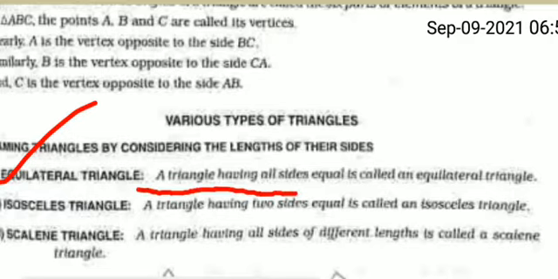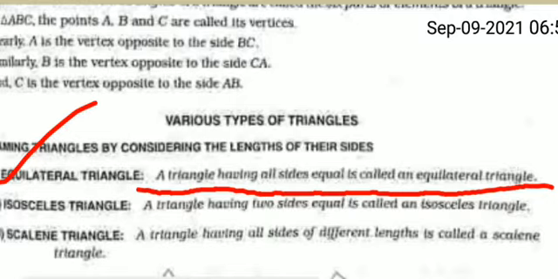Now here are various types of triangles. Already you have read in class 6. Naming triangles by considering the lengths of their sides. Number 1 is equilateral triangle. A triangle having all sides equal is called an equilateral triangle.